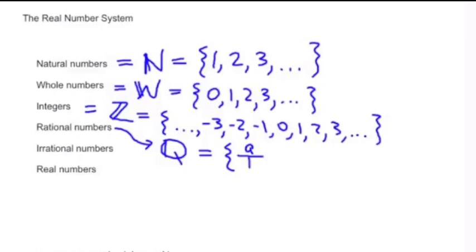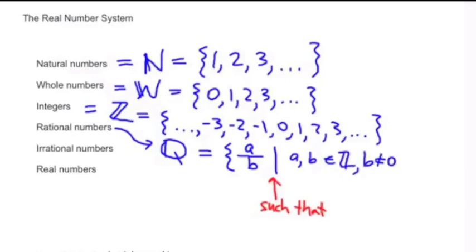I'm going to say the rational numbers is the set containing all fractions a over b, such that, in set builder notation, a and b are elements of the integers, with the one exception that b cannot be 0. This symbol here means element of. So now you know a little bit about the notation.